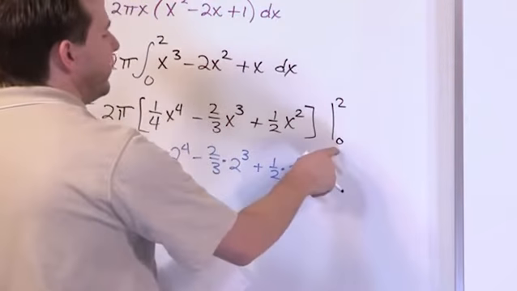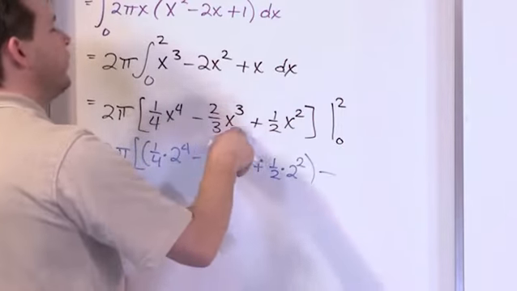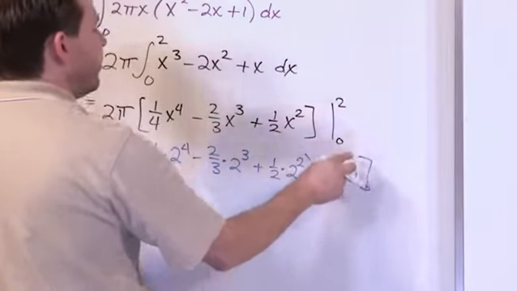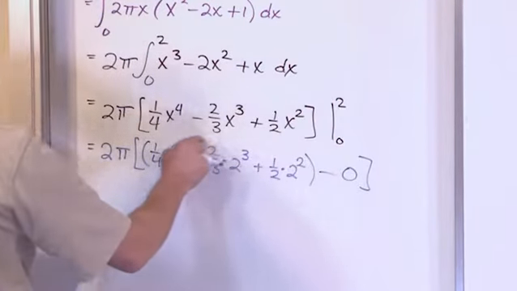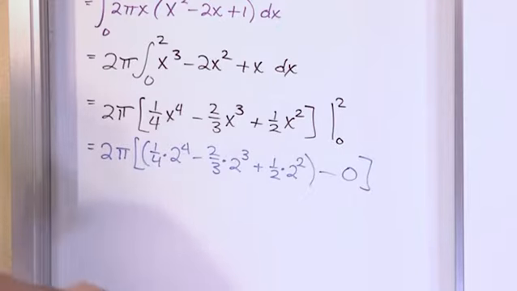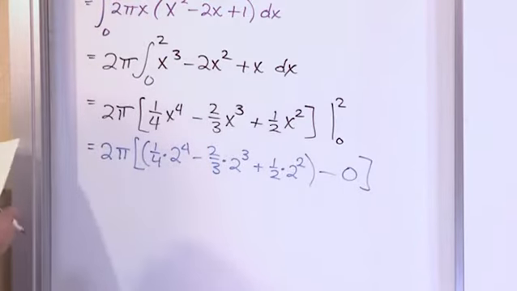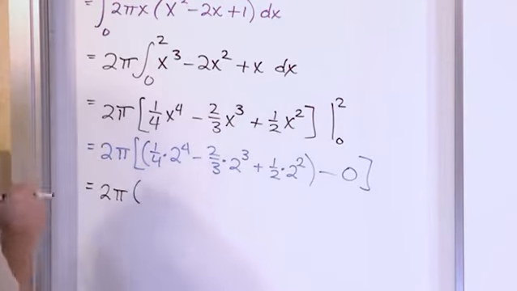Now look at what happens. When the lower limit of integration comes in, we'll have 0 to the 4th, 0 cubed, and 0 squared. So the whole enchilada is going to be a 0 when we plug in the lower limit of integration. So it's fine just to put minus 0 if you're confident that it's so easy to see that it's going to be 0.